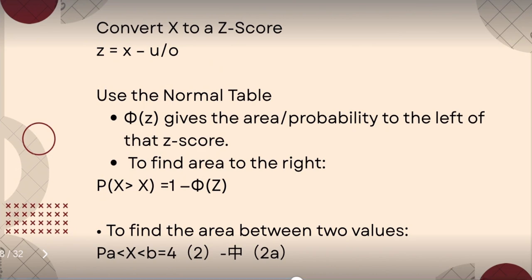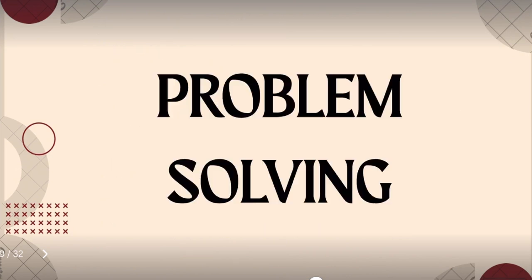Z gives the area or the probability to the left of that z-score. And to find area to the right, P of x greater than a is 1 minus P of x less than a. And to find the area between two values, the probability of the area between a and b. Now, let's go to problem solving.